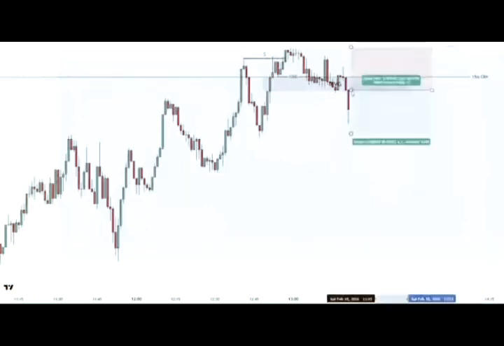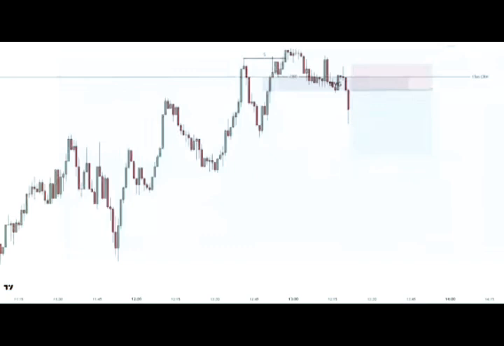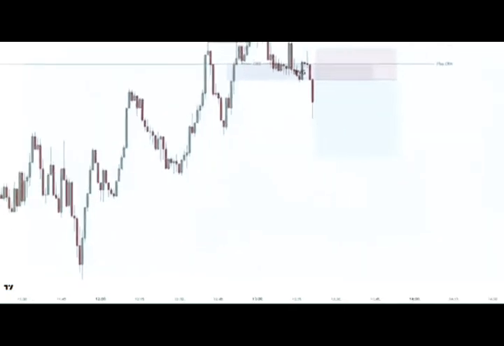At this stage, I place a sell limit order at the lowest point of the 1-minute IFVG inside the 15-minute CRT range, with the stop loss above the recent swing high, and I set my take profit at a fixed 2.5 R to R. Now let's play the chart forward.